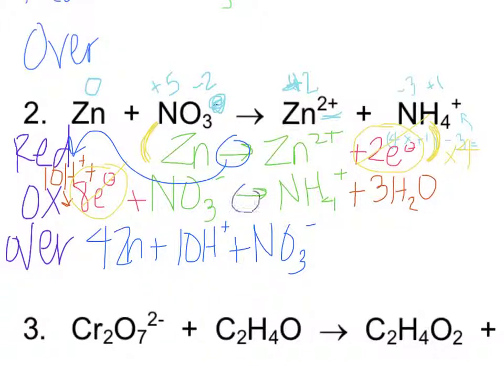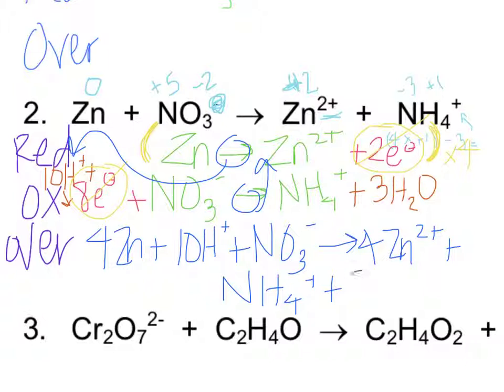Then we have the arrow here, which means we need to go back up to the top and start here. We have 4 zinc ions. We don't need those electrons, and we can go back down to our second row. And we have our ammonium ion plus 3 waters. And that's it, guys. Finished it up.